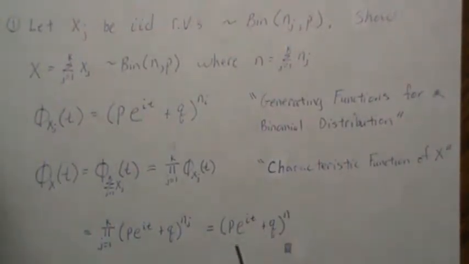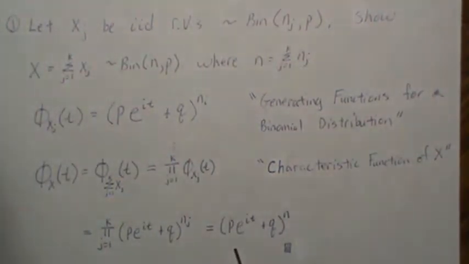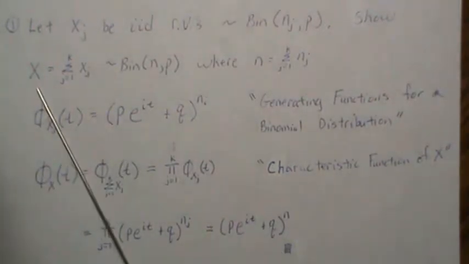And this again is a binomial distribution. And so, since there's a one-to-one correspondence between characteristic functions and distribution functions of a random variable, then we know that the variable X has a binomial distribution.